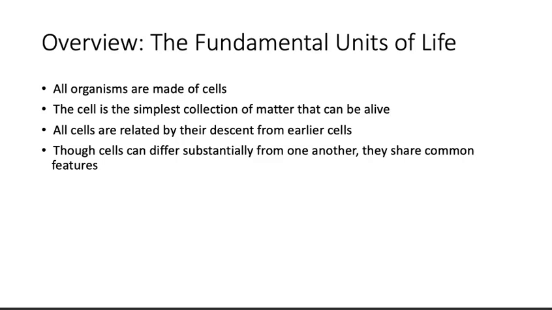All cells are related to all other cells by descent. What this means is that cells arise from other cells, and you can trace that all the way back in time to the first cell. The last thing is that cells can actually be very different from each other, and even though they can be very different, they still have a lot in common. We're going to learn about some of the things that cells have in common and how they're different.